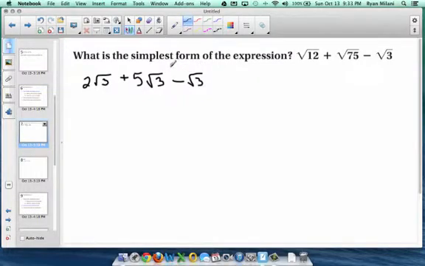So as you should be able to see now, if I take the time to break down my square roots, you'll see I actually end up with square root of 3 each time, and those match. So I'm just going to add my coefficients. 2 plus 5 is 7, minus 1 is 6. So this is 6 on the square root of 3. And I would be done now.